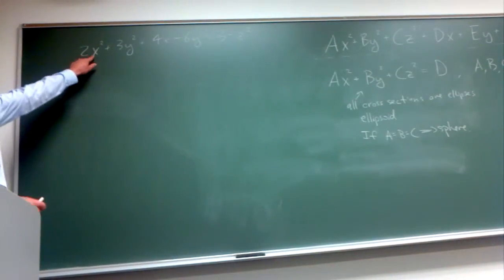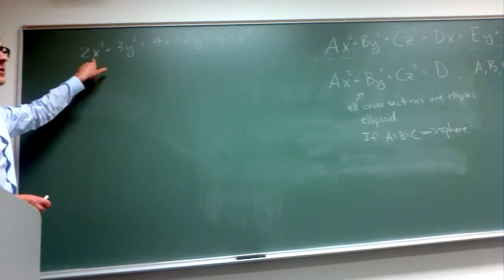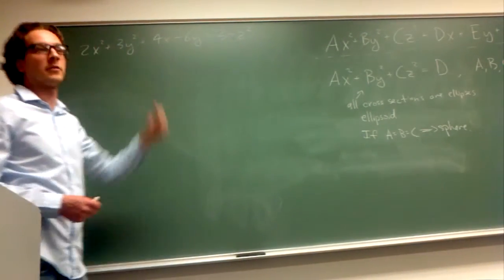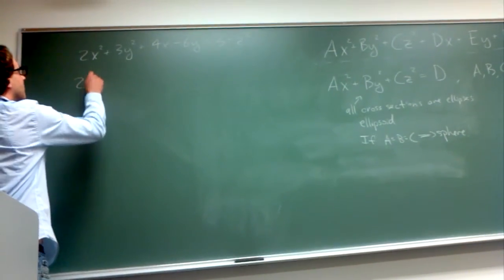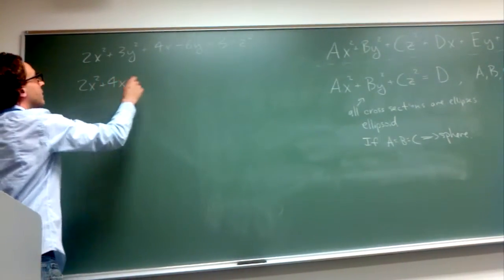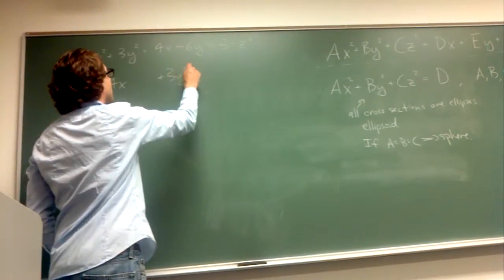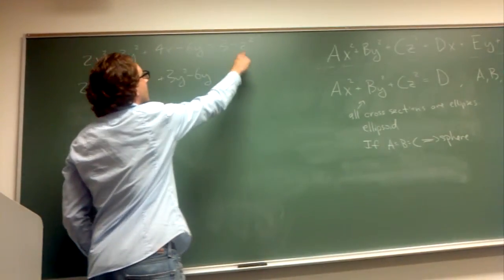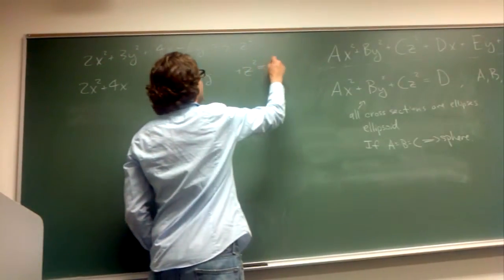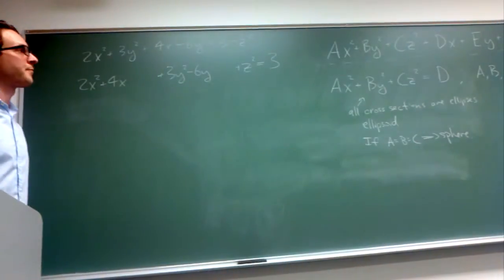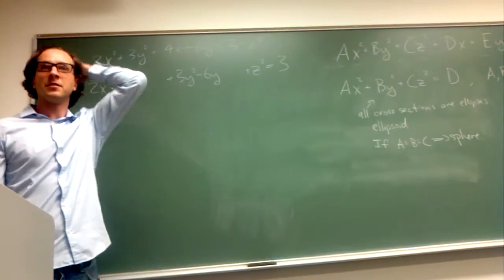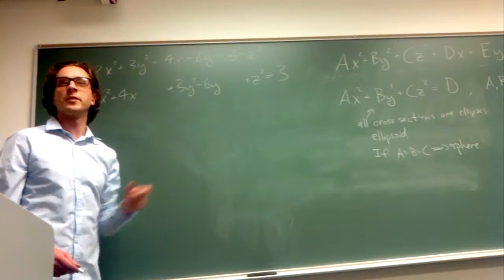You notice the coefficients of x squared and y squared are both positive. The coefficient of z squared is negative, but it's on the other side of the equation. If we move it to the left-hand side, this becomes 2x squared plus 4x plus 3y squared minus 6y plus z squared equals 3. I left some blank spaces there so I can complete the square and see where this thing is centered.